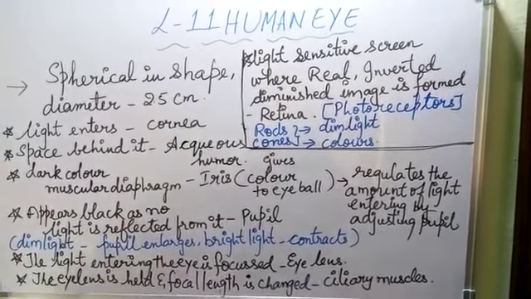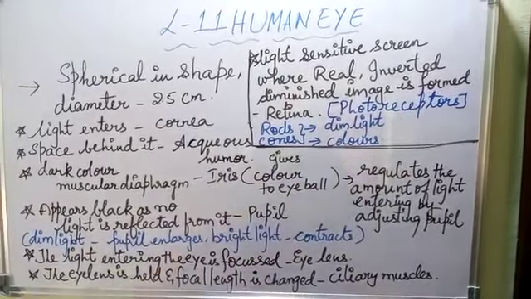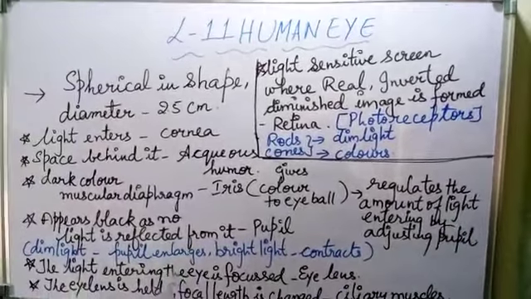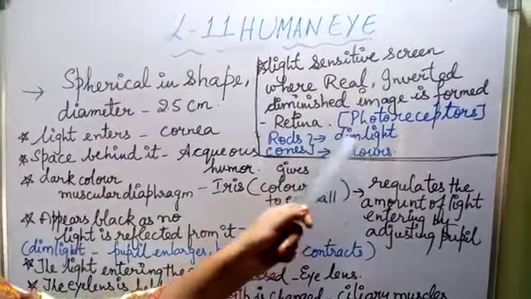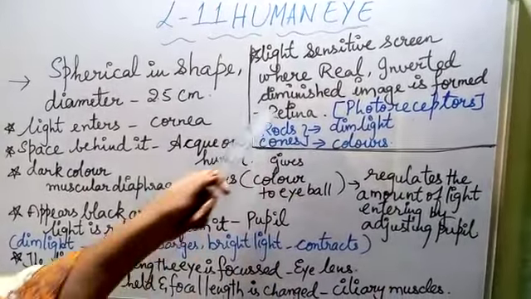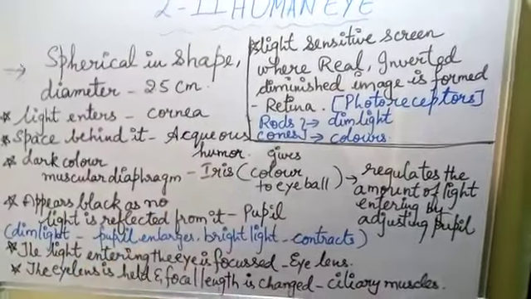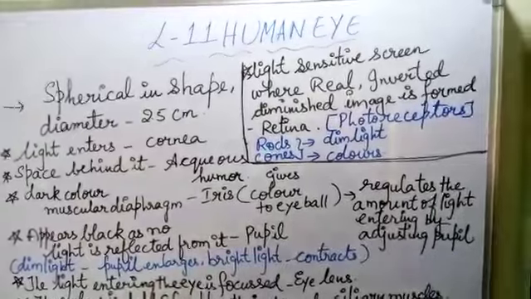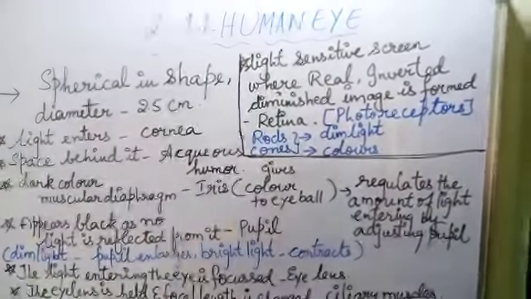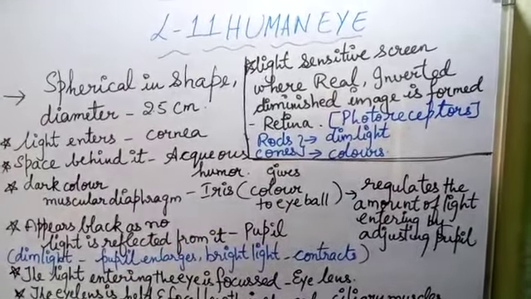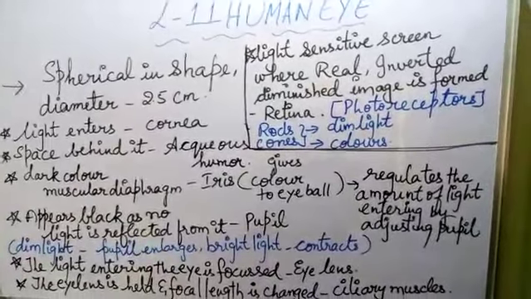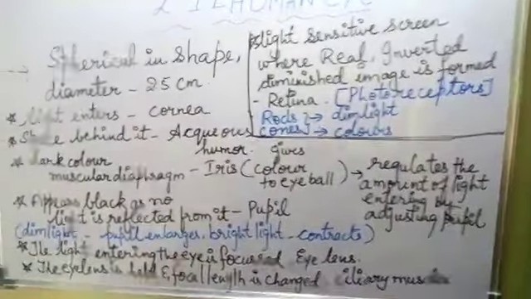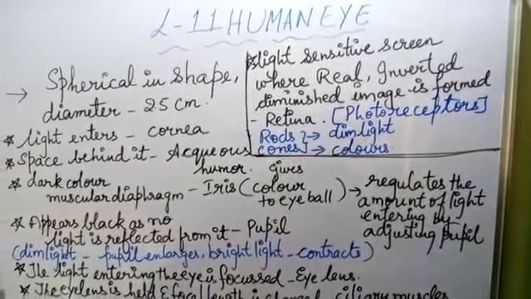This retina has photoreceptors. What do you mean by photoreceptors? Why is it called photoreceptors? Because photo means light. They are nothing but light sensitive cells. In the retina, we have two light sensitive cells. One is the rods and the second one is the cones. Rods are responsible for seeing during dim light. Rods help us to see the objects clearly during dim light, and cones are the cells which help to identify the colors.